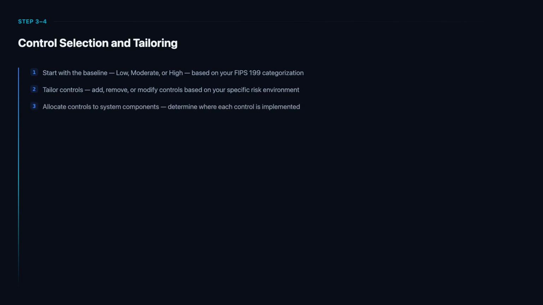Third, allocate controls to specific system components. Some controls are implemented in the application, others in the network infrastructure, others in the operating system, and some are common controls inherited from the organization. Clear allocation ensures nothing falls through the gaps, and every control has an owner.